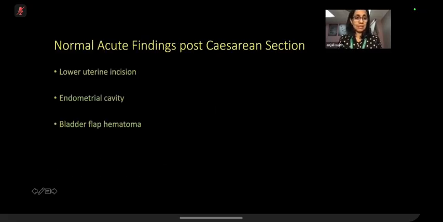The next few images are for us to familiarize ourselves with how a normal post-cesarean section uterus looks. It's not uncommon for an acute abdomen post-C-section to land on your CT urgent list. So it's important to be familiar with the normal findings of a post-C-section abdomen. That mainly involves the lower uterine incision, endometrial cavity, and what is called the bladder flap hematoma.